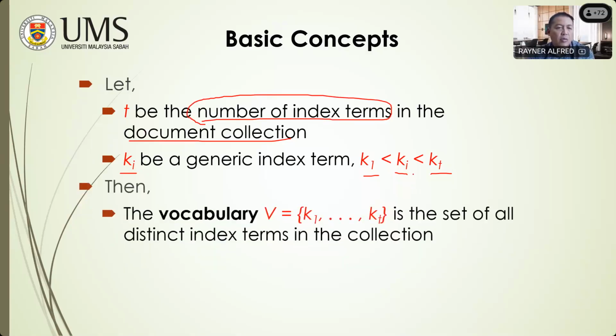Okay? So our vocabulary will be represented by this set, K1 up to KT. So we could have Ki and then Kj. All of these will be inside here. So this is the set of all distinct index terms in the collection.